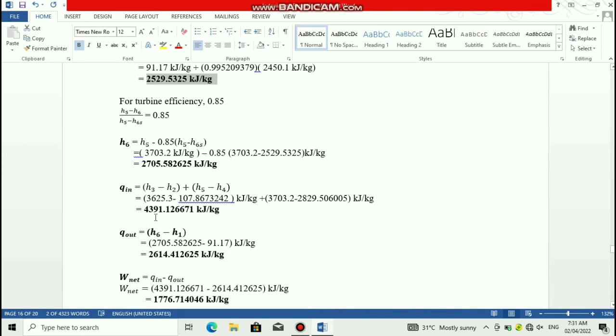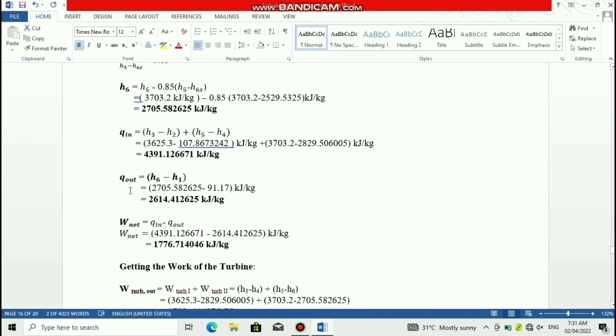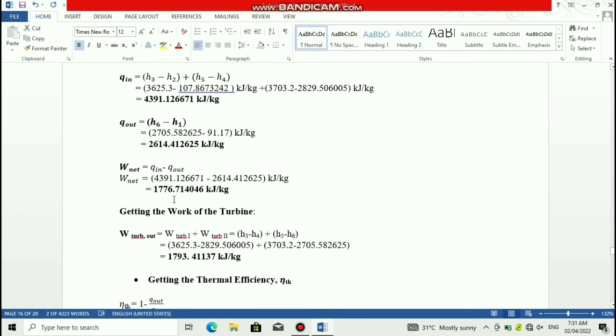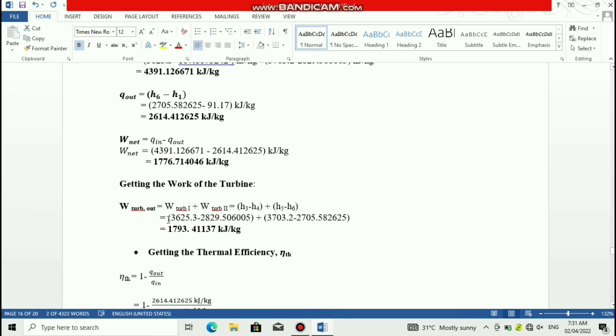Then proceed to getting the Qout. H6 minus H1, we get 2614.412625 kilojoules per kilogram. Then we get the net work. Qin minus Qout equals 1776.714046 kilojoules per kilogram. So the work of the turbine out equals work of turbine 1 plus work of turbine 2 equals H3 minus H4 plus H5 minus H6.